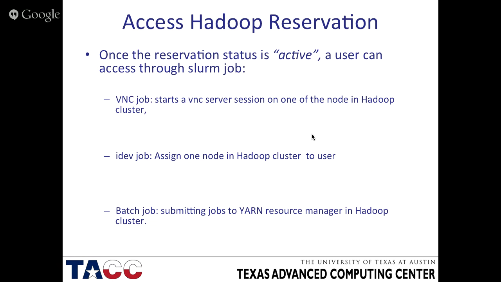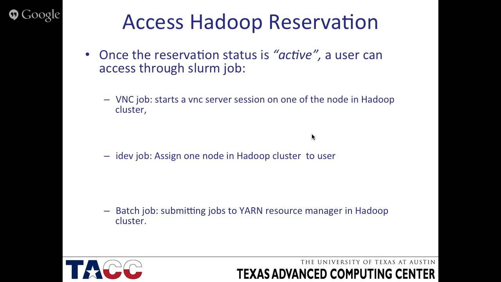But in this sense, the Slurm job is just trying to assign one node from your Hadoop cluster so you can have access to it. We are not going to charge separately, as you already paid when you reserved the Hadoop reservation. So the Slurm job you submit against that reservation will not incur any more ICO charge. Even if you submit a 10-minute job, it is not going to charge you another ICO for that.